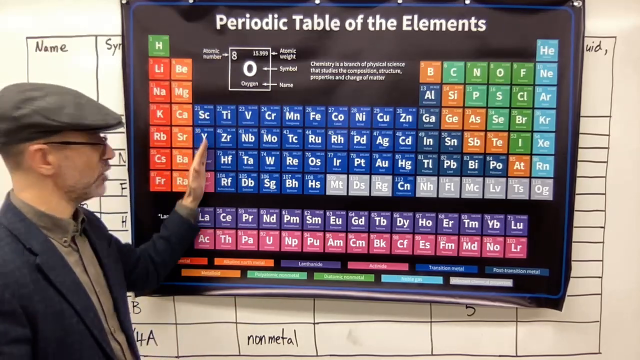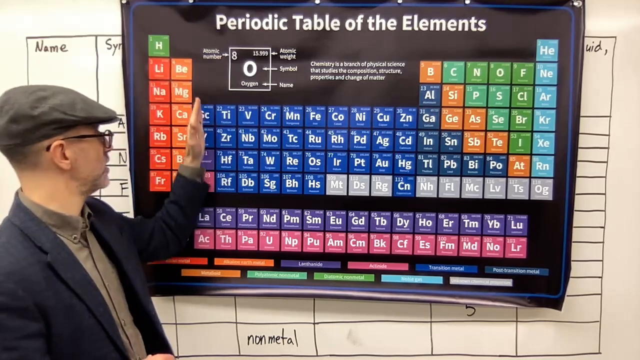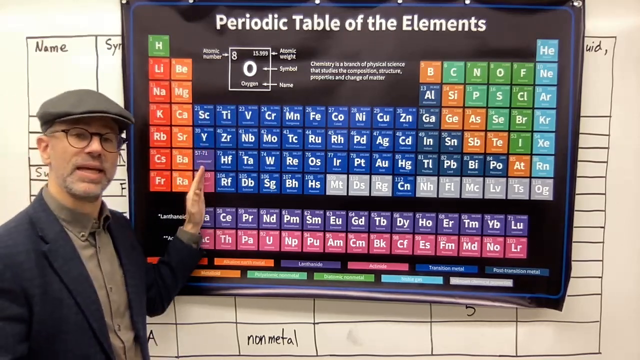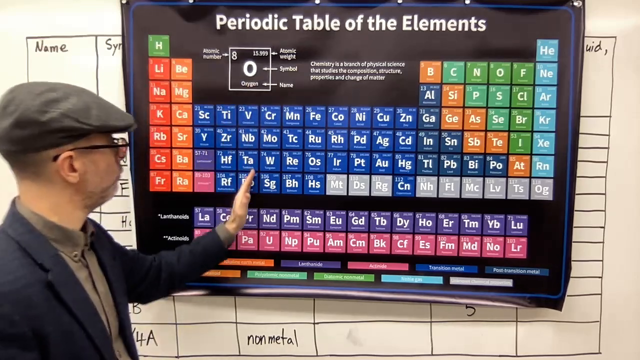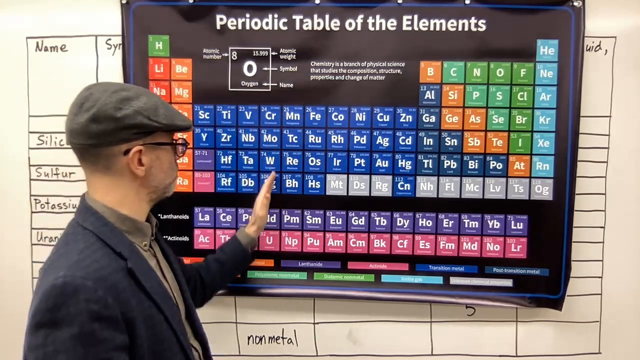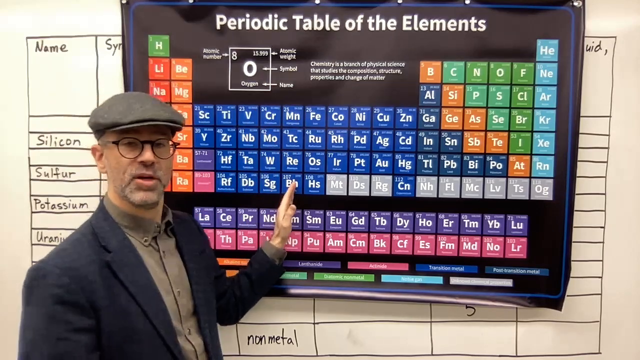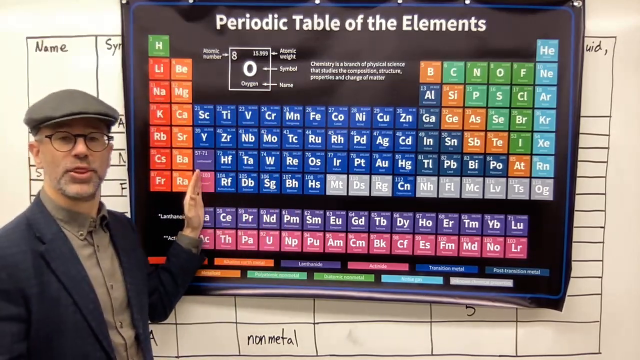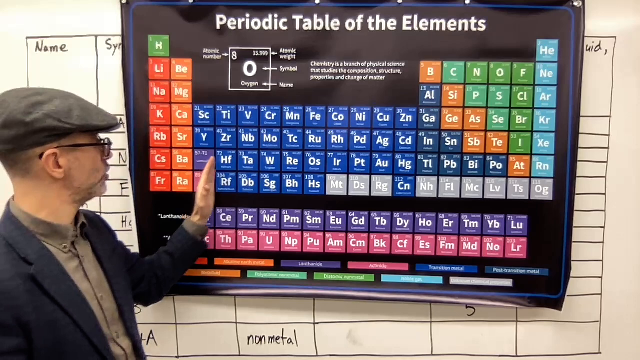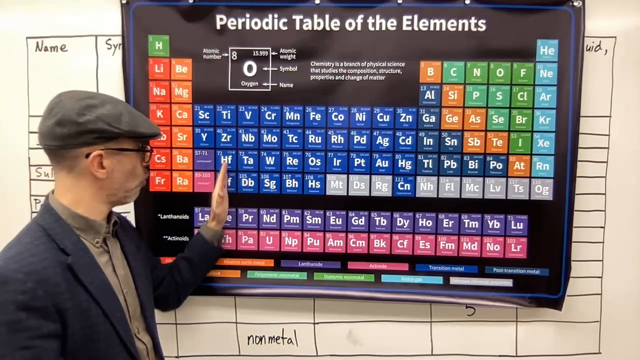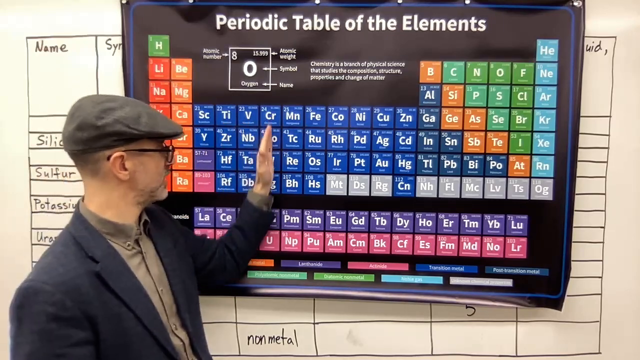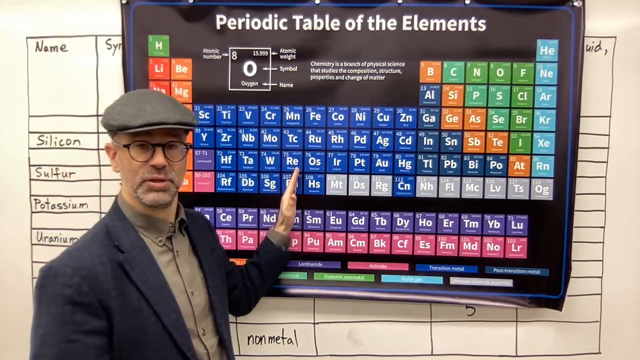So this was actually 3B. So this is group 3B, 4B, 5B, 6B, and 7B. Okay, so it starts with 3B and goes in order to 7B. So 3B, 4B, 5B, 6B, 7B.